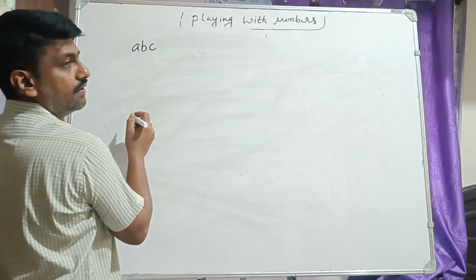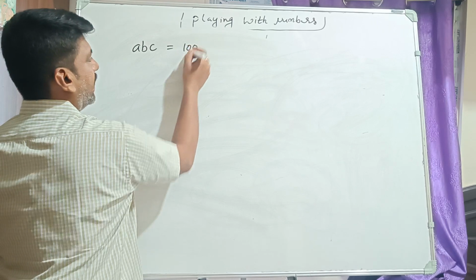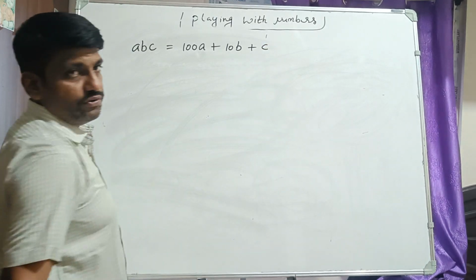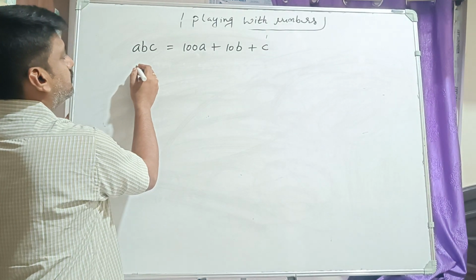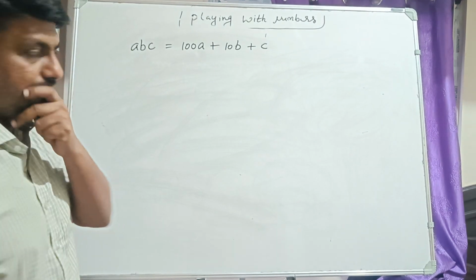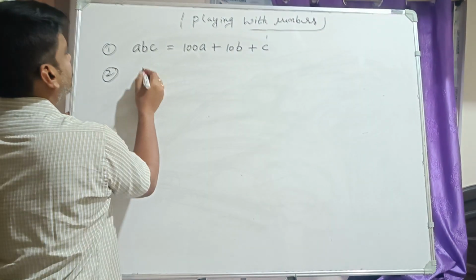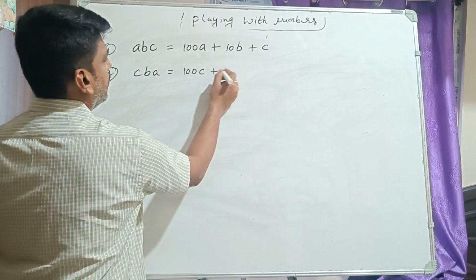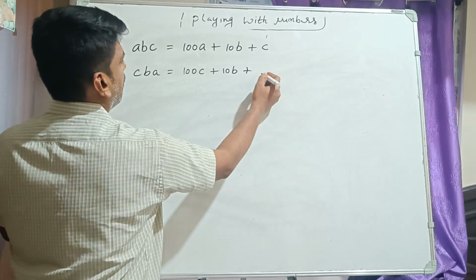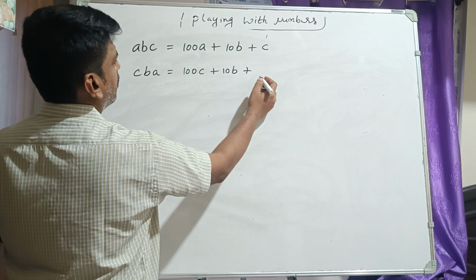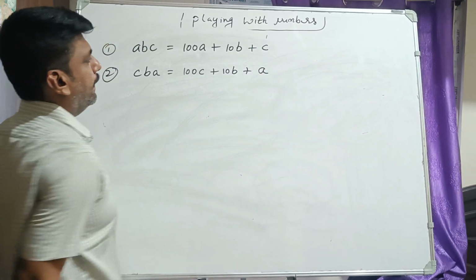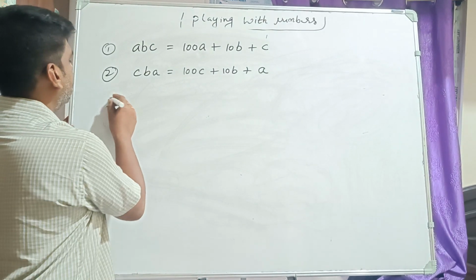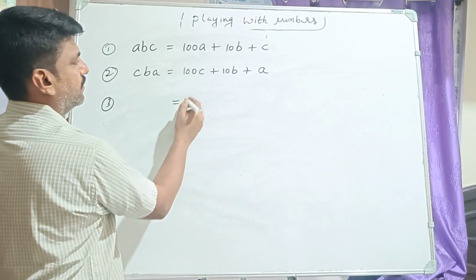So here, how can we write for 3 digits? It is ABC, right? So 3 digits can be written with the 100th position, 10th position and unit position. This is the first number, step number 1. If I reverse this, it becomes CBA, and it is 100C, 10B, and A. Correct? So what is the third step? Third step, we should add.